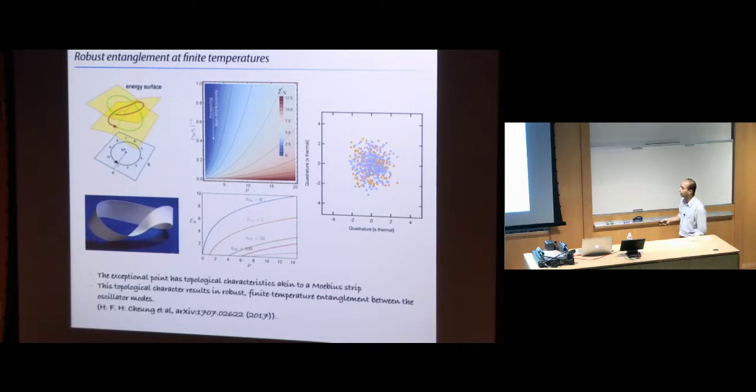And most intriguingly, the exceptional point for this phase, the critical point, actually has topological properties identical to that of a Mobius strip. Okay, so if you went to an optics person or a mechanics person and said a parametric oscillator has this kind of strange topological property, they would say that's nonsense, because a parametric oscillator is perhaps the simplest possible system one can have, and it has no topological properties. But by virtue of this kind of reservoir engineering, we have taken a very mundane, almost boring system and endowed it with a kind of topological property that results in very robust finite temperature entanglement.